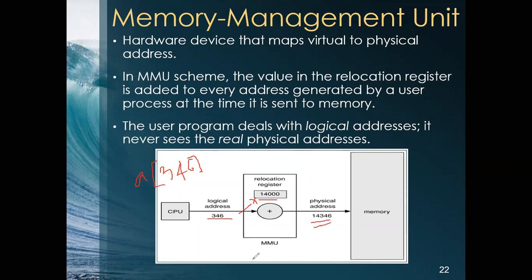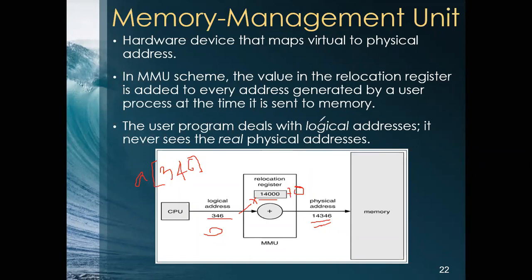Now if you think of it, it's very simple. The CPU stores an array from 0 to 500. If I say I want to access array 0, it will be 14,000 plus 0. If I want to access array 1, it will be 14,000 plus 1. If I want array 346, it will be 14,000 plus 346. It's very simple, right? I'm just doing an add operation and accessing the physical memory.